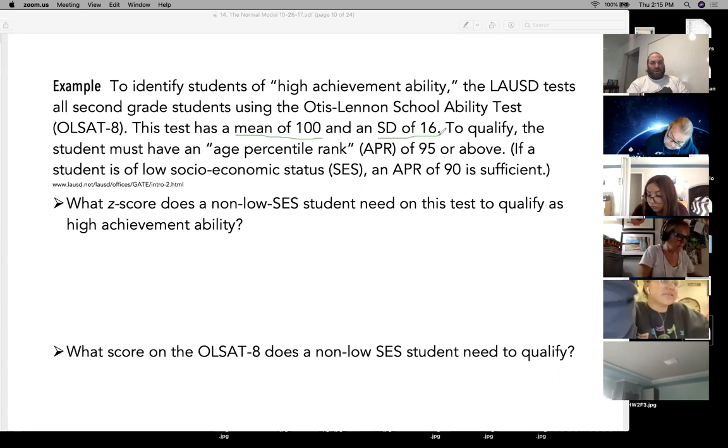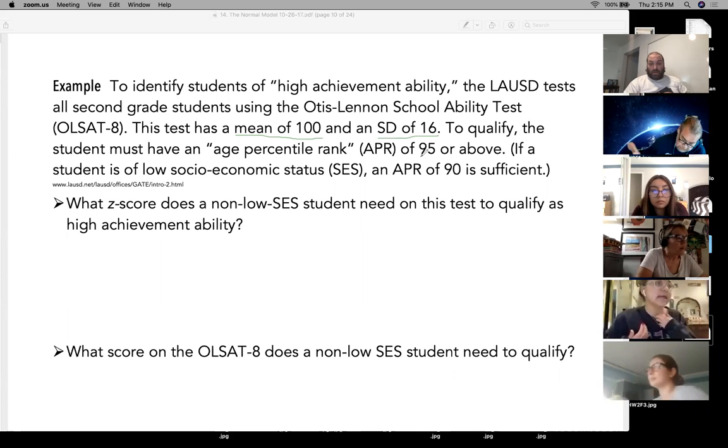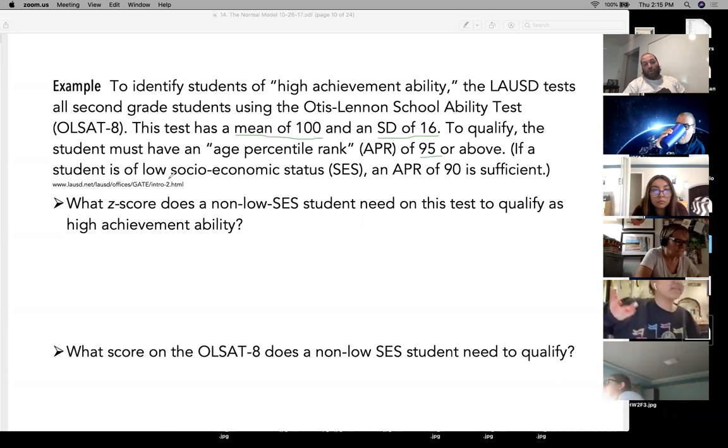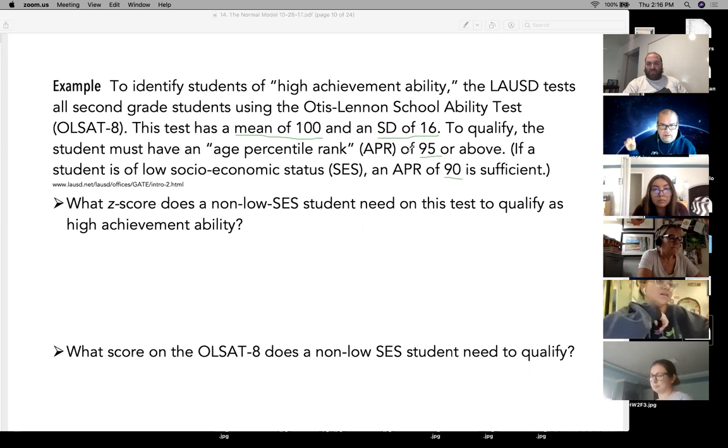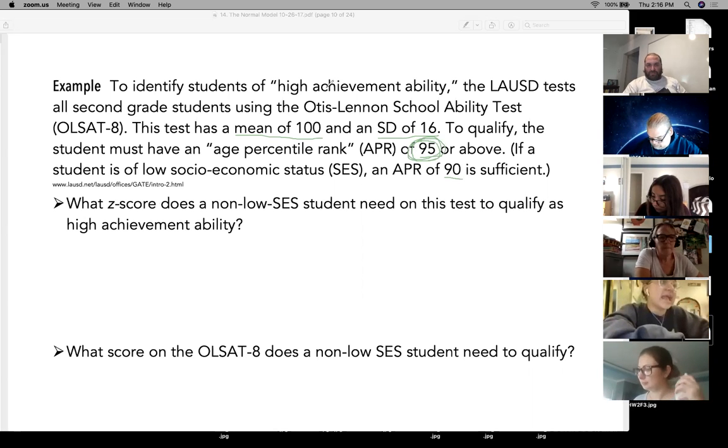To qualify, the student must have an APR, an age percentile rank, of 95 or above. We have to have a percentile of 95 or above. Now, if a student is of low socioeconomic status, then an APR of 90 is sufficient. These are just the facts. The question is, what Z-score does a non-low SES student need on this test to qualify as high achievement ability? What Z-score corresponds to the 95th percentile?